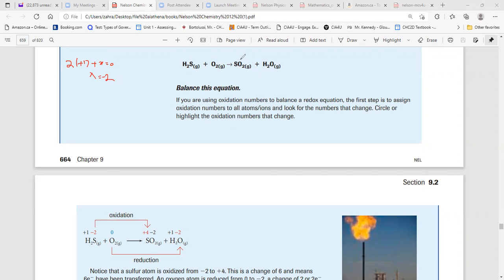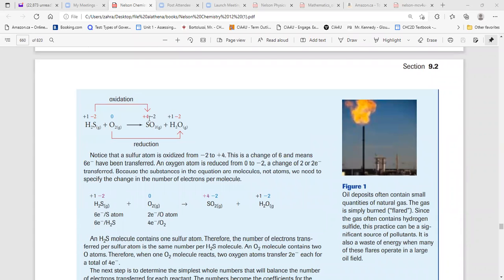Again, for S here, since this is -2, 2 multiplied by -2 is -4. So this should be +4 in order to cancel and balance it. For oxygen here it is -2, here it is +1. Okay, so here you write everything above. And then you see the S is changing and oxygen is changing, right?